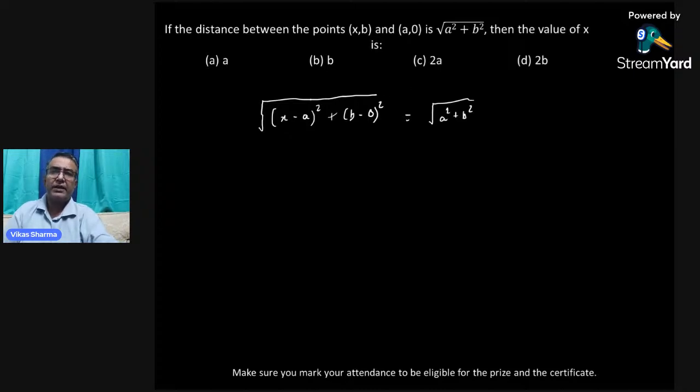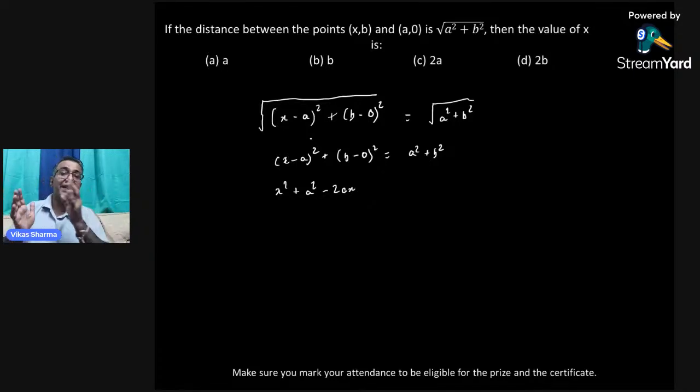So I can square both the sides, which gets rid of the complex square root sign. Squaring both sides, we get (x minus a) whole square plus (b minus 0) whole square equal to a square plus b square. Now I'm going to simplify the left hand side by opening the brackets. (x minus a) whole square gives x square plus a square minus 2ax, because do not forget the 2ab term: (a minus b) whole square is a square plus b square minus 2ab. And b minus 0 is only b, so it becomes plus b square, and this should be equal to a square plus b square.